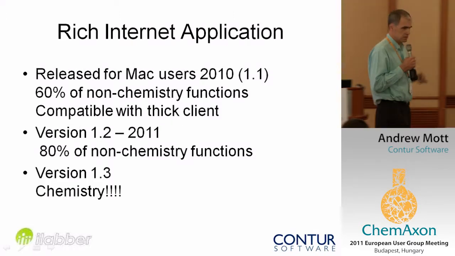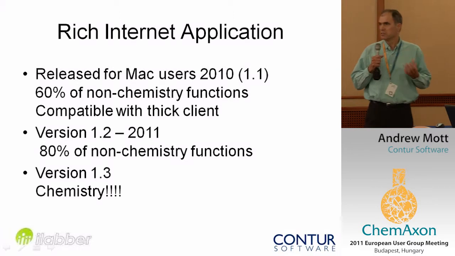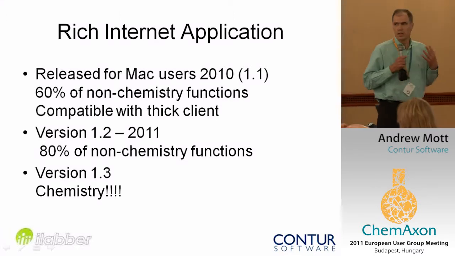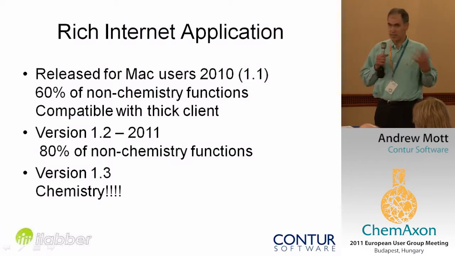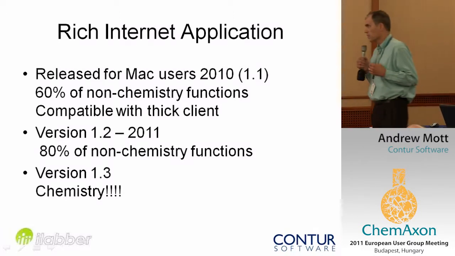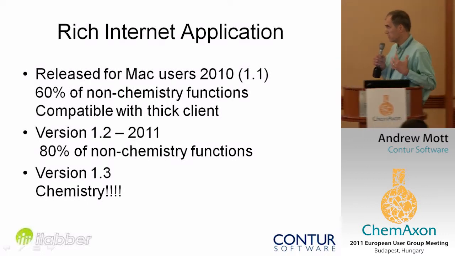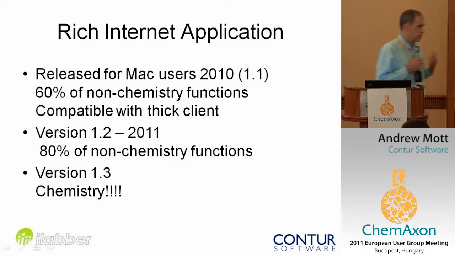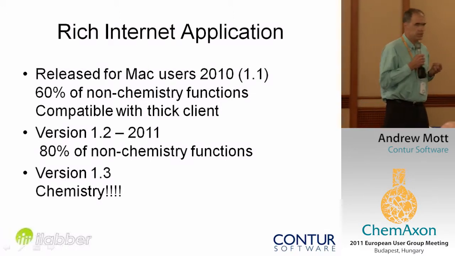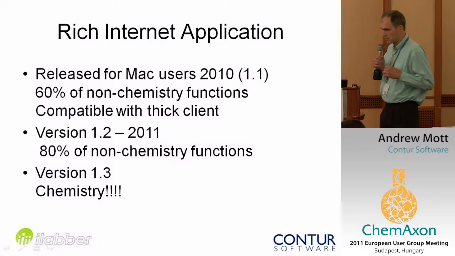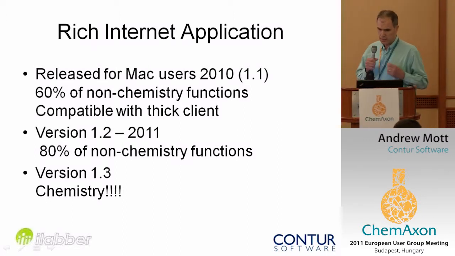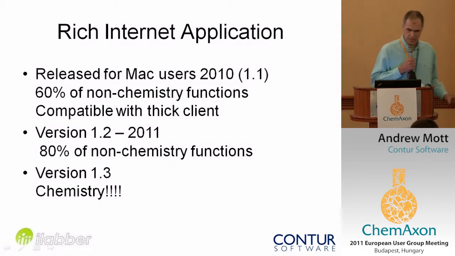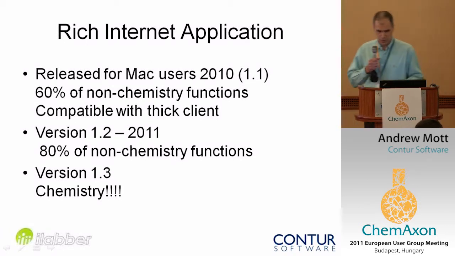So a year or so ago, we decided that rich internet applications are now good enough that we could build a web-based product which matched the client, with the same functionality. We released that last year for Macintosh users with 60% of the functionality of the standard thick client. We now have 80% of the non-chemistry functions. This version is just being tested now. So now we have to move on to chemistry.